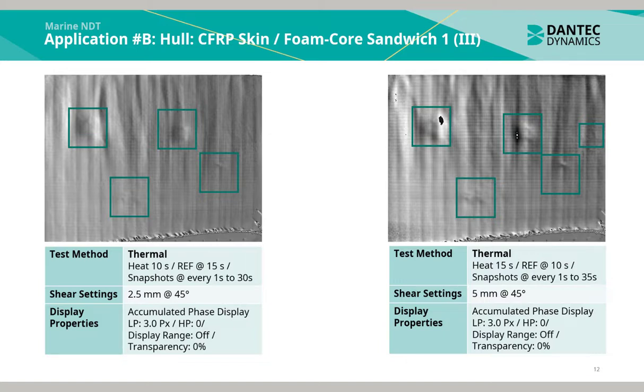Using heat application on the left for 10 seconds and heat application on the right for 15 seconds, using a shear of 2.5 and 5 mm shearing, we can see the presence of 5 indications.